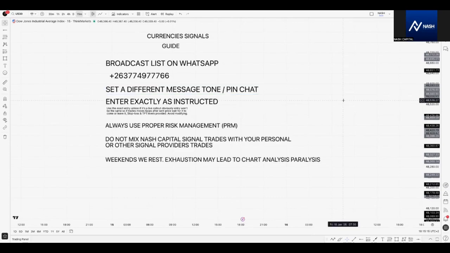Do not mix NASH Capital signals with your personal or other signal providers' trades, because once you do that, you won't be able to see the good results. For example, you might take good trades from NASH Capital and then take bad trades from XX Capital. Then it won't make sense at the end of the day. So do not mix trades. Have one account for NASH Capital signals and trade that.